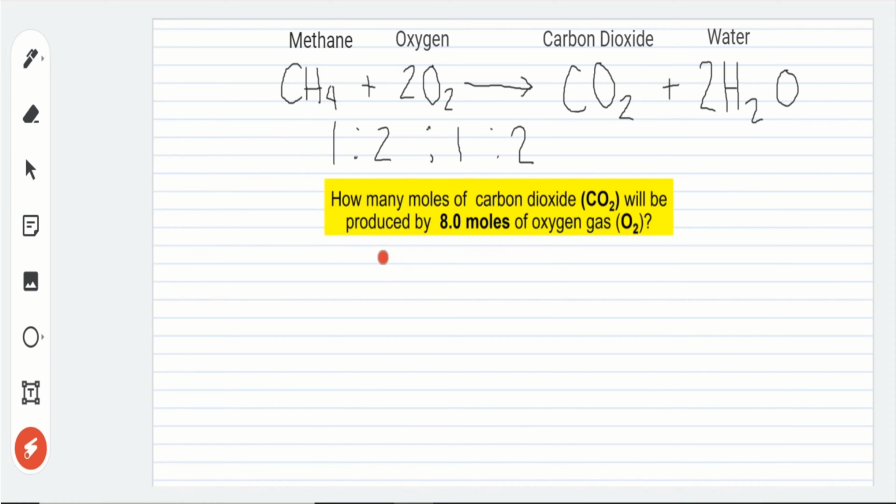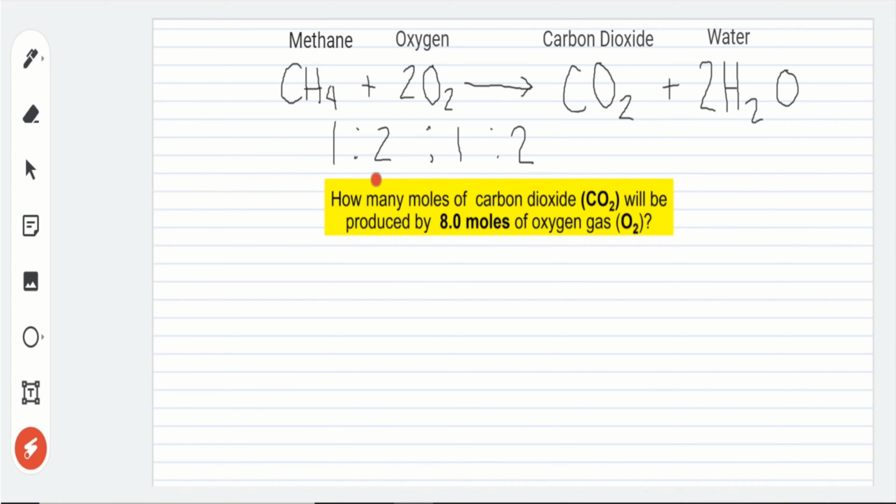The question is, how many moles of carbon dioxide will be produced by 8.0 moles of oxygen gas? Okay, that's the question. So this time, we don't have just 2 moles of oxygen, but what we have is 8.0 moles of oxygen. Ilan naman ang mabubuo or maproproduce na carbon dioxide?